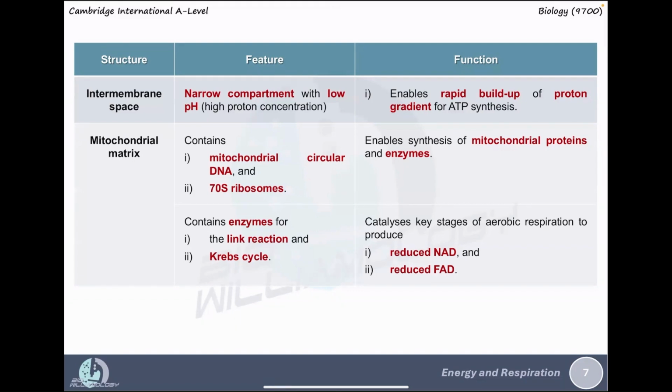As we haven't gone through the entire process of aerobic respiration, you may find those terms, for example, link reaction, Krebs cycle, reduced NAD, reduced FAD, stalked particle, ATP synthase, quite new to you, but do not worry at this moment. We will be going through the entire process of aerobic respiration. When we have done aerobic respiration, come back to this lesson again, and you will be able to get the overall view of the structure and how this structure adapts for its functions in mitochondria.